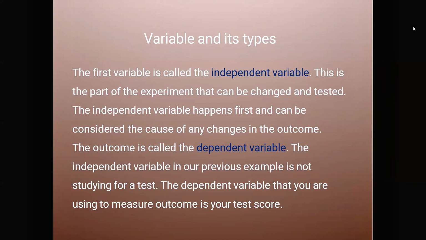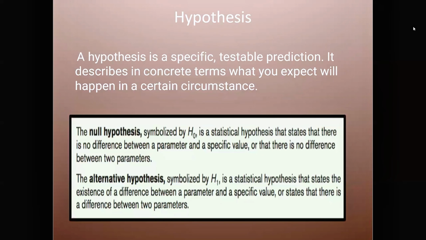We said the outcome is called the dependent variable. In our previous example, the dependent variable is not studied for a test; the dependent variable you are using is to measure the outcome, the test score. Apparently, that's what I just said from the other one. Now, hypothesis testing.